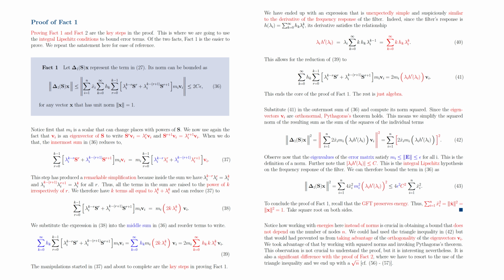The observation is also significant because the same cannot be done in the proof of fact 2 we are about to see. The impossibility of invoking Pythagoras' theorem is the reason why the square root of n term appears in fact 2. Conversely, the possibility of invoking Pythagoras' theorem in this proof is the reason why a square root of n term does not appear in fact 1.